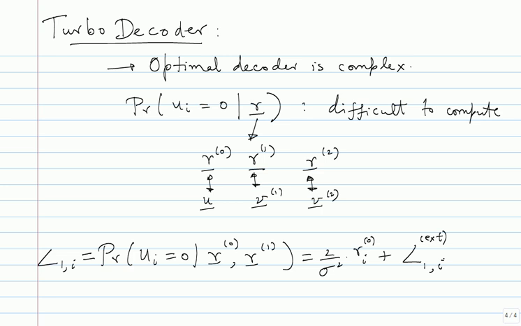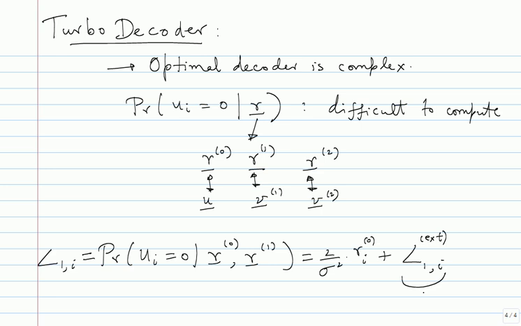Okay, so one of the significant breakthroughs was to realize that this term is actually the new information produced by the decoder. Out of this total, the new additional information produced by the decoder is the L1 extrinsic. The first part could have been done without any decoding, right? So that was the first thing that people realized.